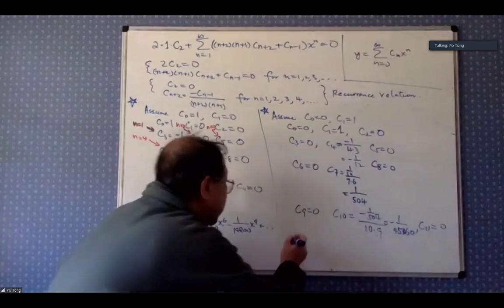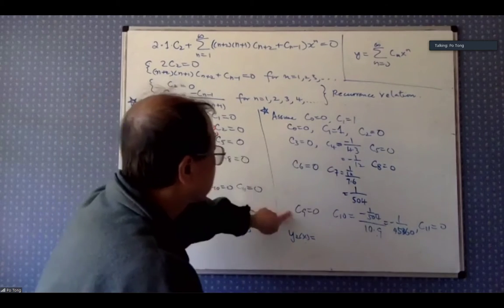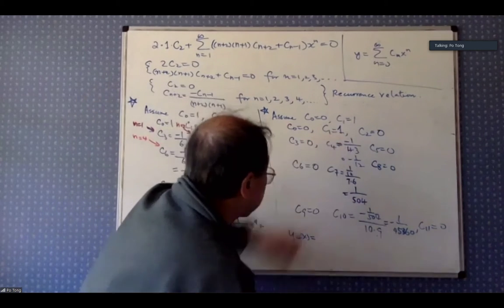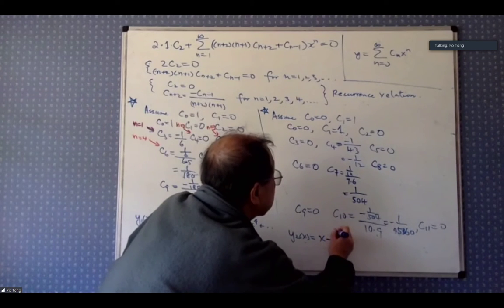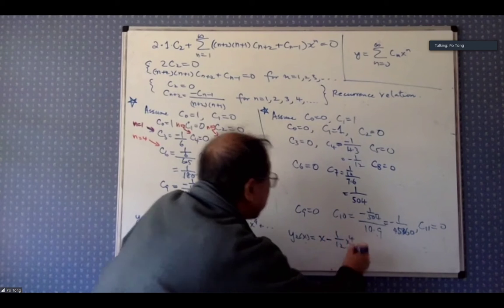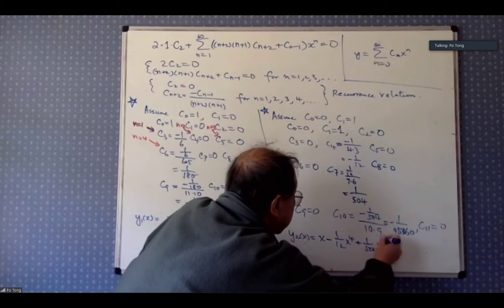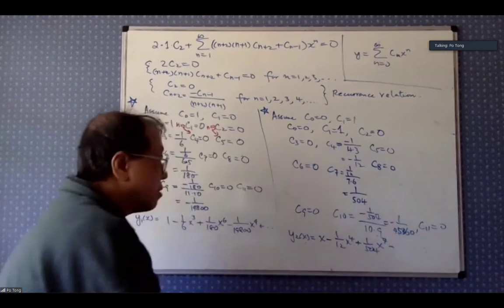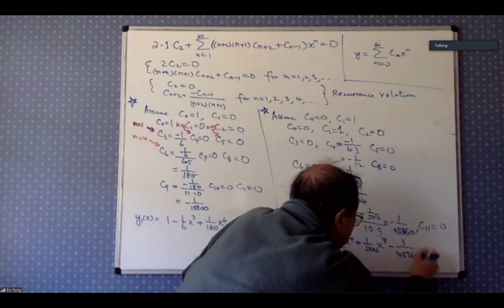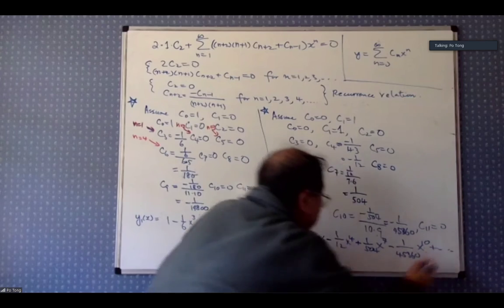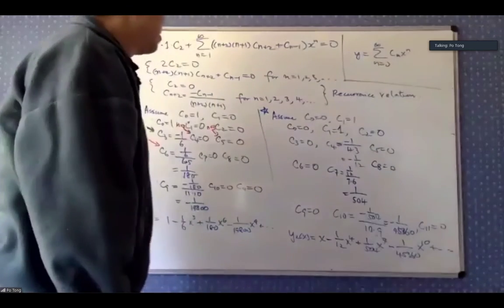Okay, so y2(x) will be, all these are 0, all those are 0. What's C1? C1 is the coefficient of x. C4 is the coefficient of x to the power 4. This is the coefficient of x to the power 7. That is the coefficient of x to the power 10, and so on. So those are my y1 and y2. Those are the two fundamental solutions.